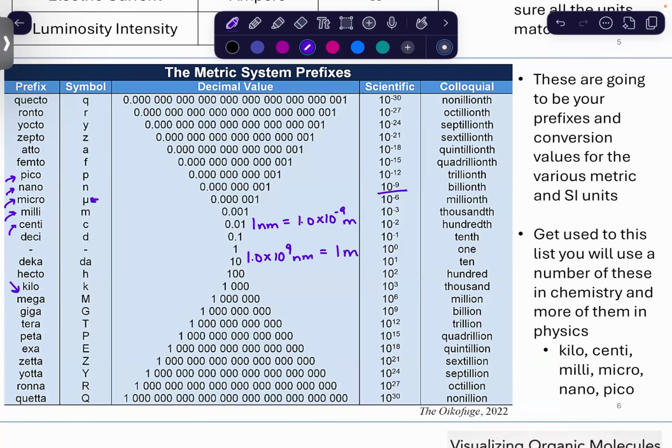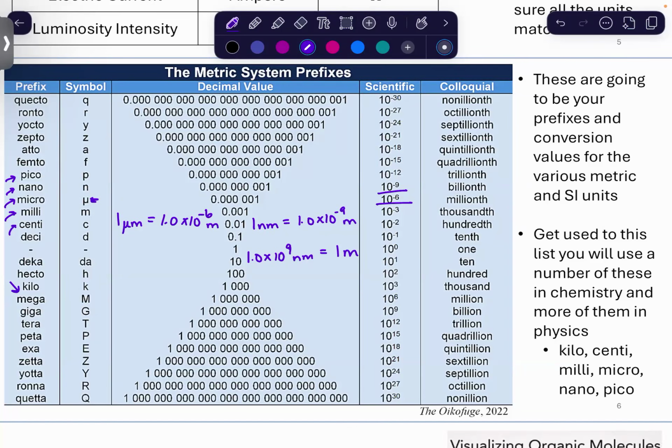Let's look at that micrometer, because again, it's a kind of unique unit. So 1 micrometer. You see that Greek letter mu, that's micro, that's 10 to the negative sixth. So 1 micrometer is 10 to the negative sixth meters. So again, another conversion factor.